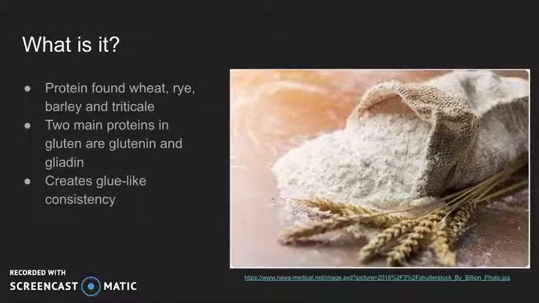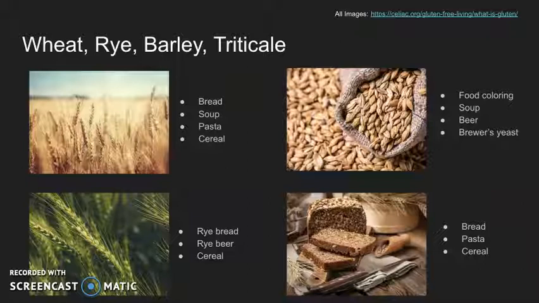The reason why gluten is used in so many foods is because it creates a glue-like consistency, which is very useful in making doughs. Although these four grains that contain gluten are different, they all possess similarities caused by the unique texture gluten supplies.